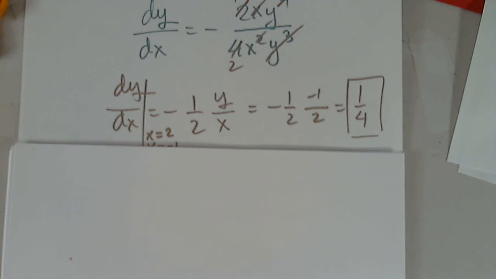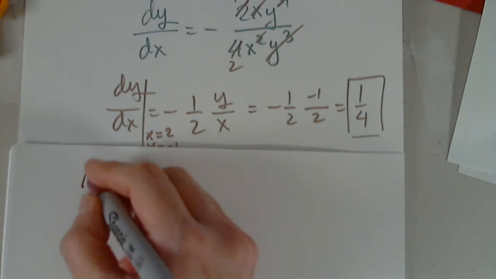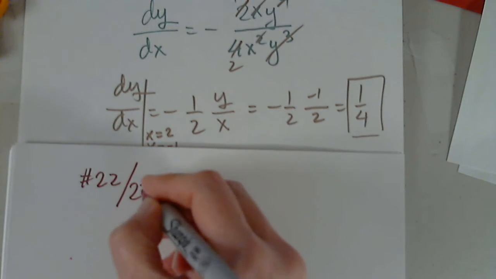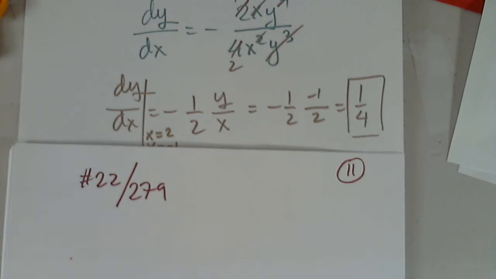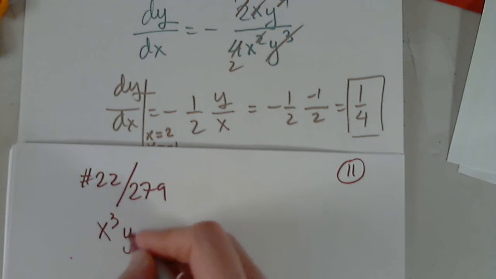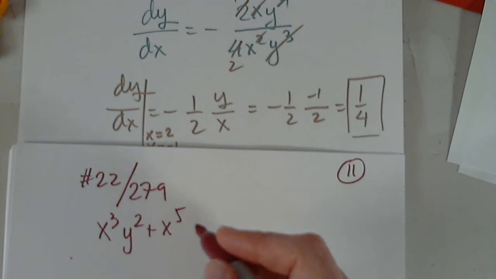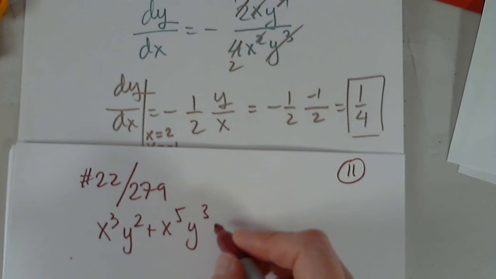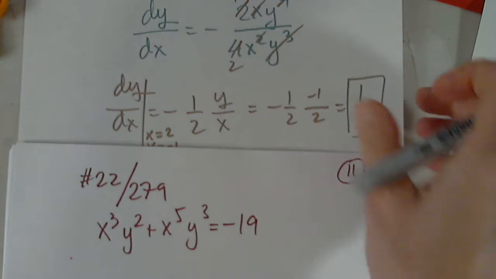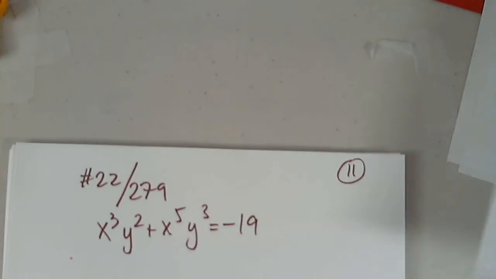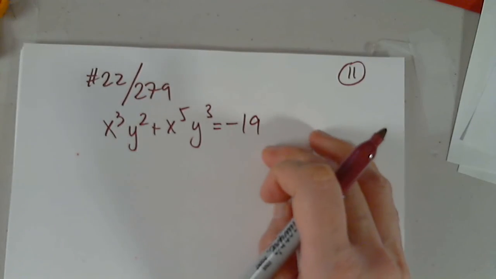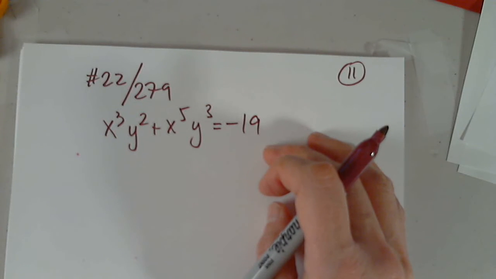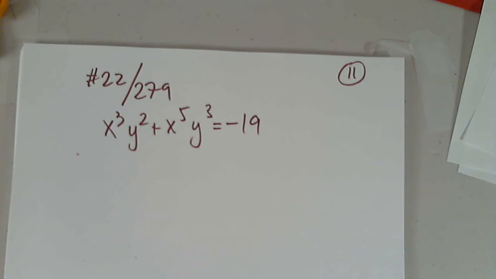So let's look at 22. Same page, 279. So we have x cubed, y squared, plus x to the fifth, y to the third, equals negative 19. I don't want you to draw the conclusion that the right-hand side will always be a number. No, that's not the case. It just seems like most of the examples or problems here do, but no, it doesn't have to be.